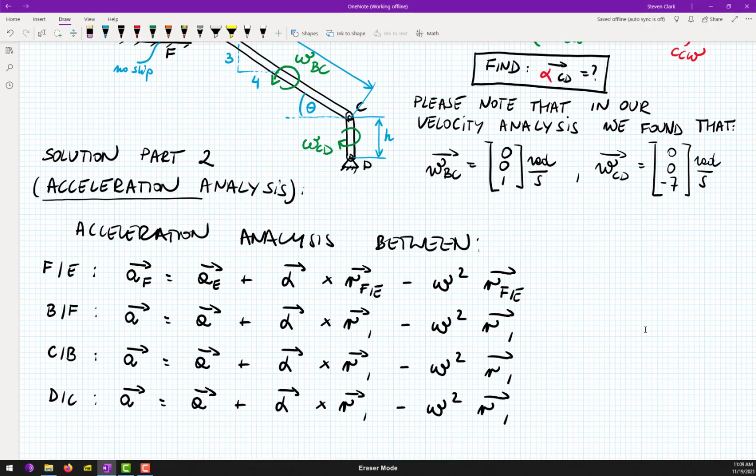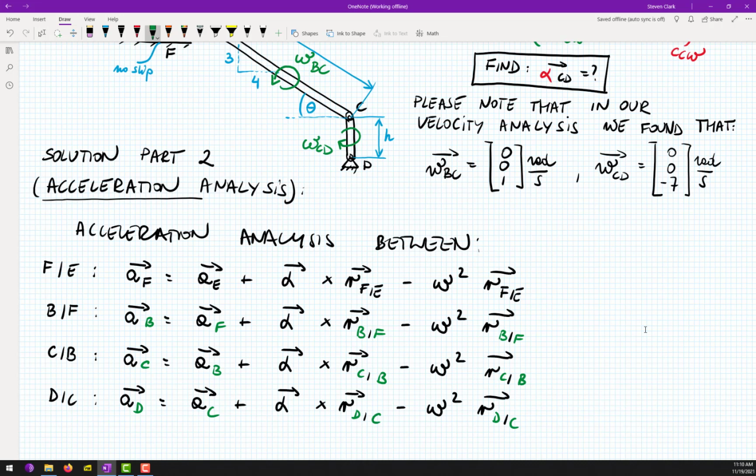So in here we will have B, F, B with respect to F, and B with respect to F. In here we have C, B, and C with respect to B, C with respect to B. And in here we have D and C. And analogically, we will have D with respect to C and D with respect to C.